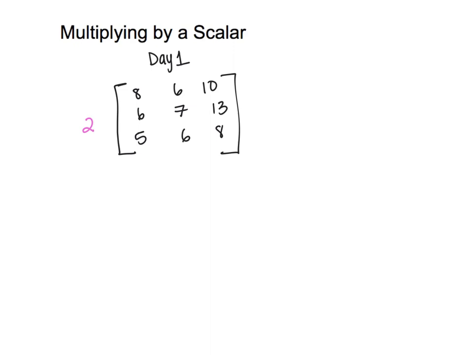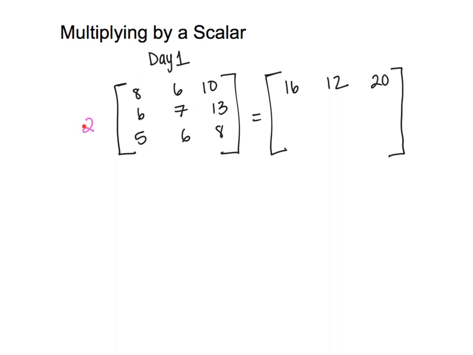So I'm going to multiply this entire matrix by 2. Remember, scalars will distribute to every number inside the matrix. So everything will get multiplied by 2. So if I multiply by 2, I get 2 times 8, which is 16. 2 times 6 is 12. 2 times 10 is 20. So that's the first row.